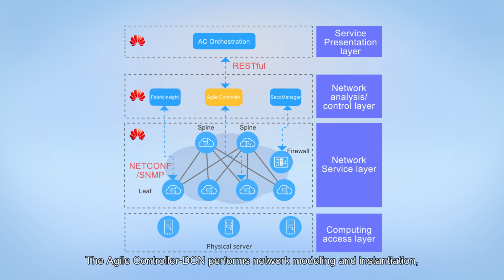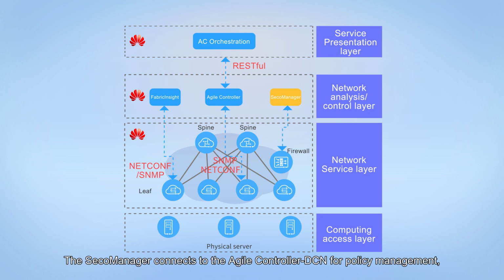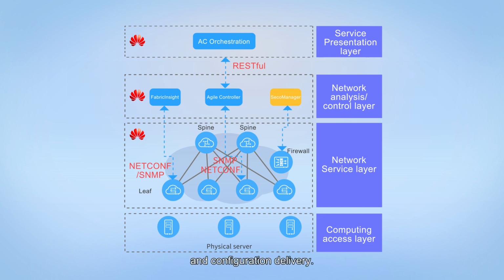The Agile Controller DCN performs network modeling and instantiation, automatically orchestrates and delivers network configurations, and diverts traffic to VAS devices. It also collects information from physical switches through SNMP and delivers configurations to physical switches through netconf. The SecoManager connects to the Agile Controller DCN for policy management, VAS service orchestration, modeling, instantiation, and configuration delivery. It also collects information from firewalls through SNMP and delivers configurations to firewalls through netconf.